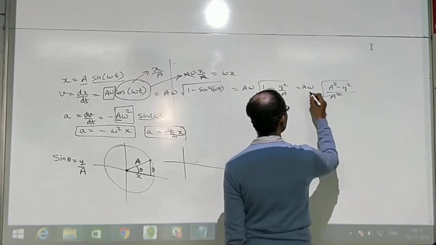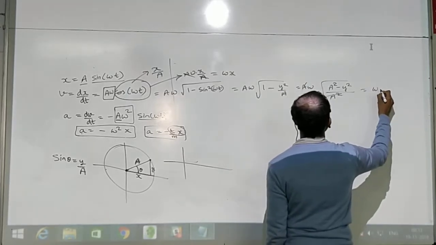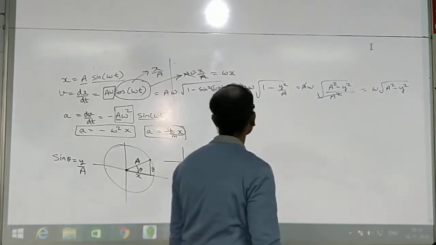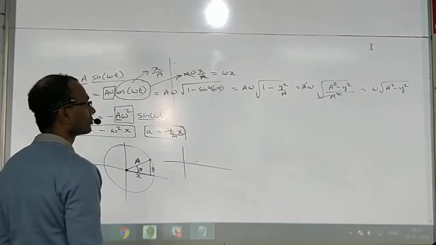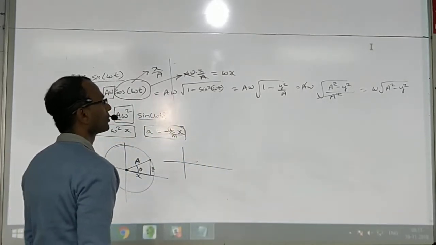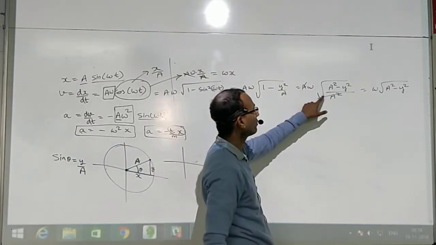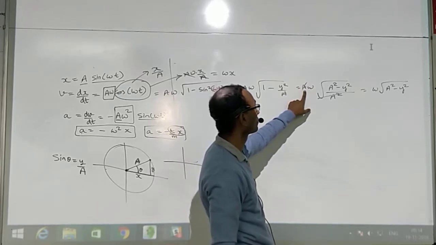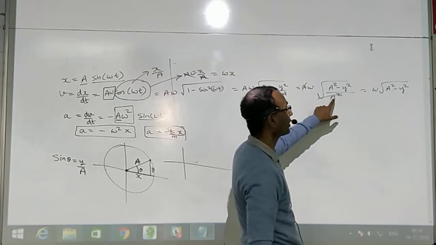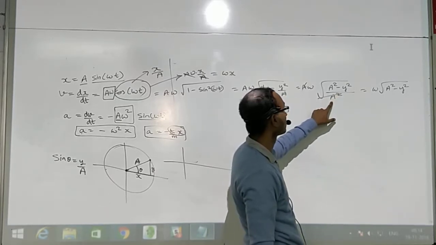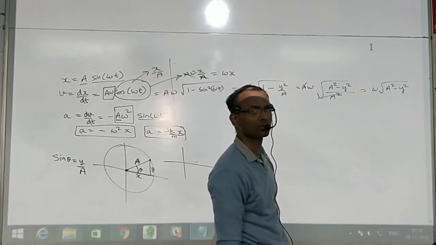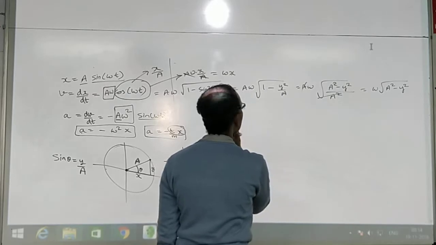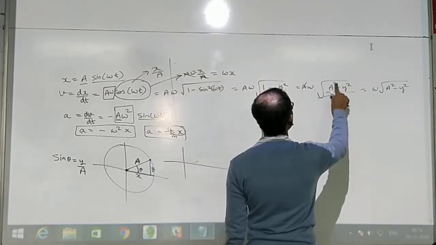So this root of a square and a will cancel. So a over, a minus y square upon a over. This a will cancel out with this a. So that will be a minus y square upon a. Root of a square minus y square by a square. It will be a minus y square upon a. Right? LCM. Yes, LCM. Okay.